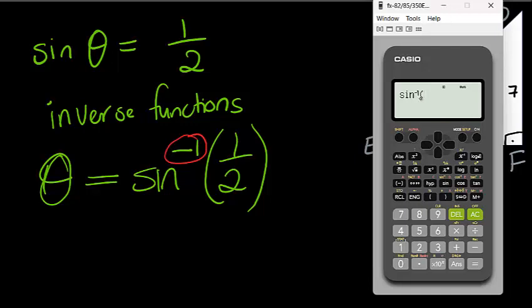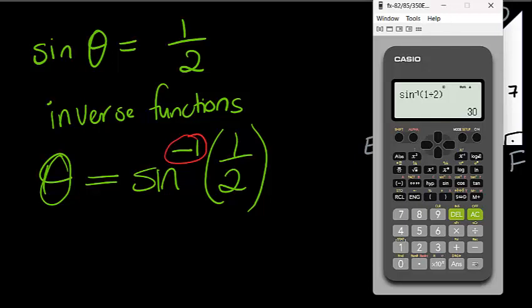We are then going to input 1 over 2, 1 divided by 2, and the answer that I get there is going to be 30. So according to this equation, I am saying that theta is equal to the inverse of sine 1 over 2. And therefore, theta is equal to 30 degrees.